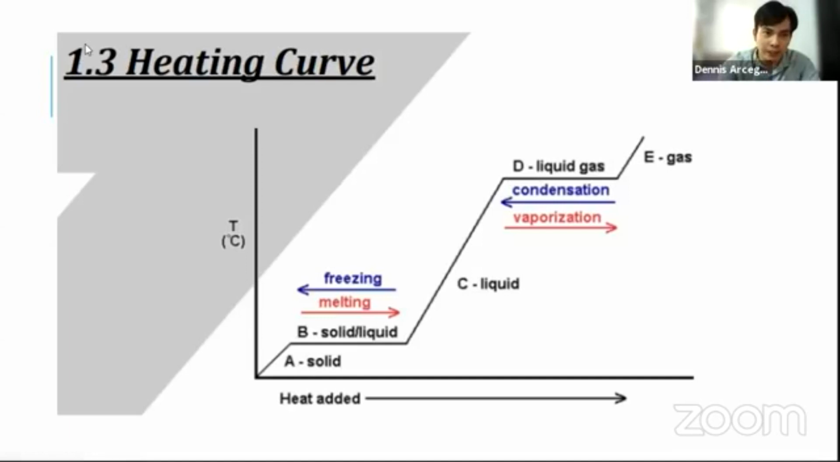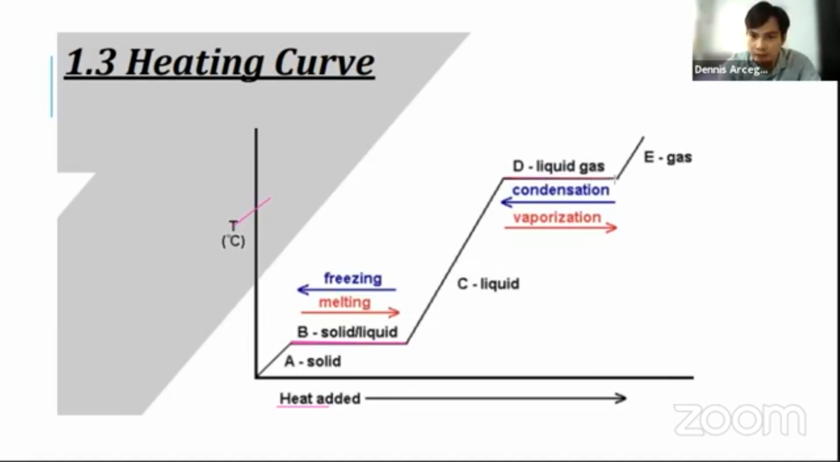Okay. If you're going to look at this heating curve, you will see here the solid, the liquid, and the gas. Then you will see the different phase change that occurs for the solid, liquid, and gas. If you observe this one, you will see a line which is straight during the time when melting and freezing is occurring. This line means it is constant temperature. Even if you add heat, the temperature still remains the same. So the temperature is constant during this time.